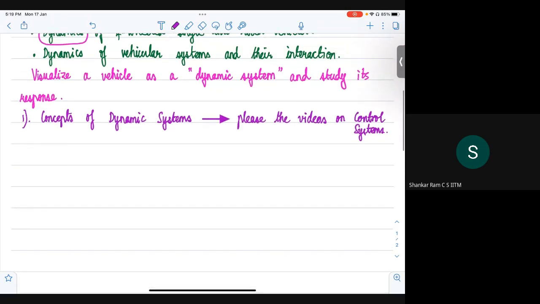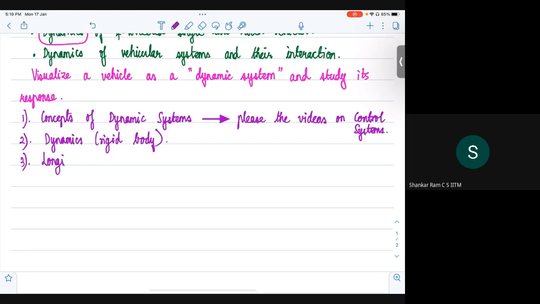The second one, which I will also be recapping, will be concepts from rigid body dynamics. I will be teaching you related concepts that we require from the theory of rigid body dynamics. Then we will start applying it to road vehicle dynamics.